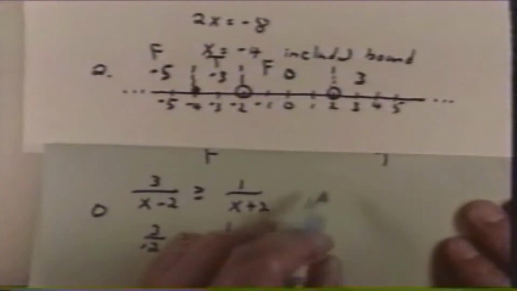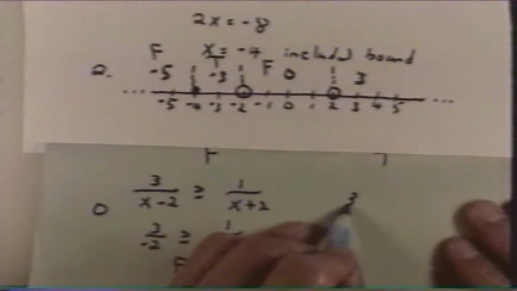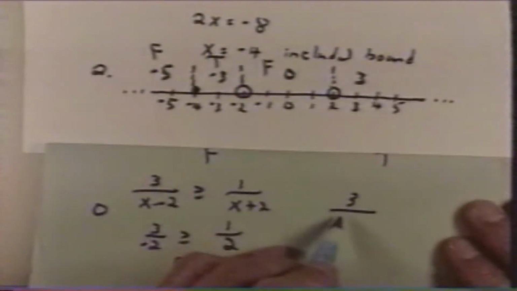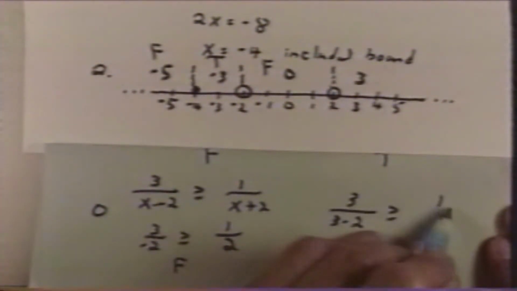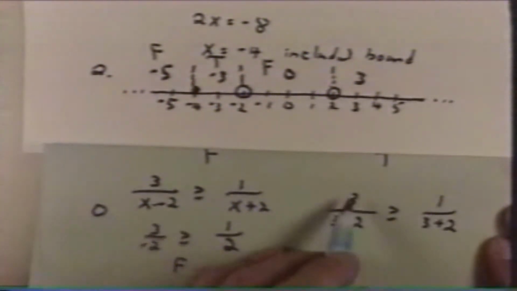Now we check 3. 3 over 3 minus 2 greater than or equal to 1 over 3 plus 2. 3 over 1 greater than or equal to 1/5. 3 greater than or equal to 1/5 is true.